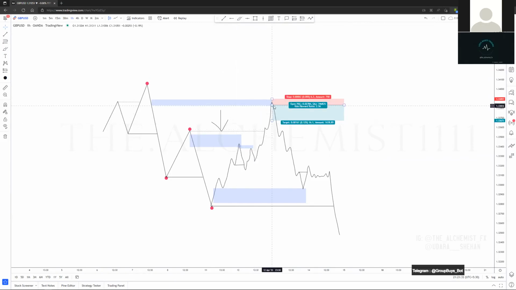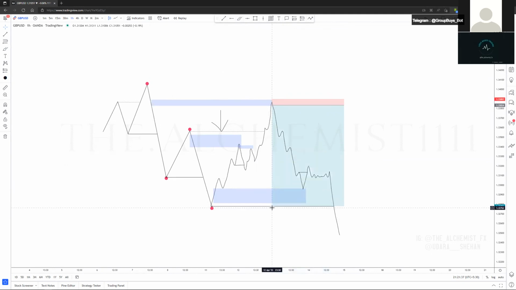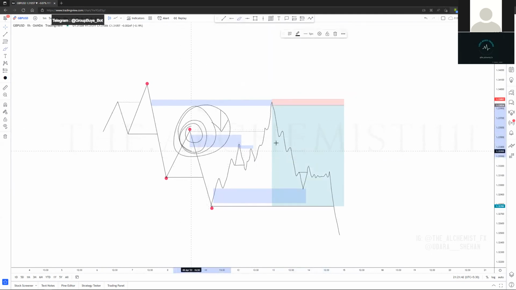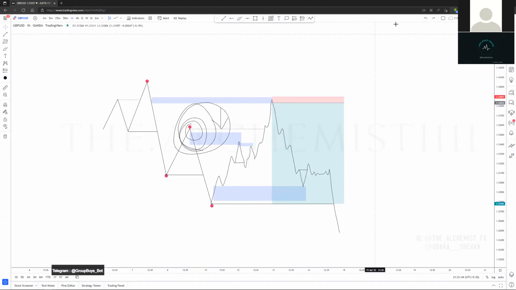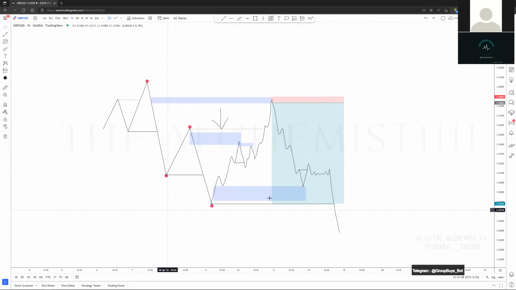Then yeah, you sell it here. This right here will be your target. Why? Because the market was still bearish, and this right here was only an inducement. Something like that. So, can you understand this scenario? I hope it's clear.